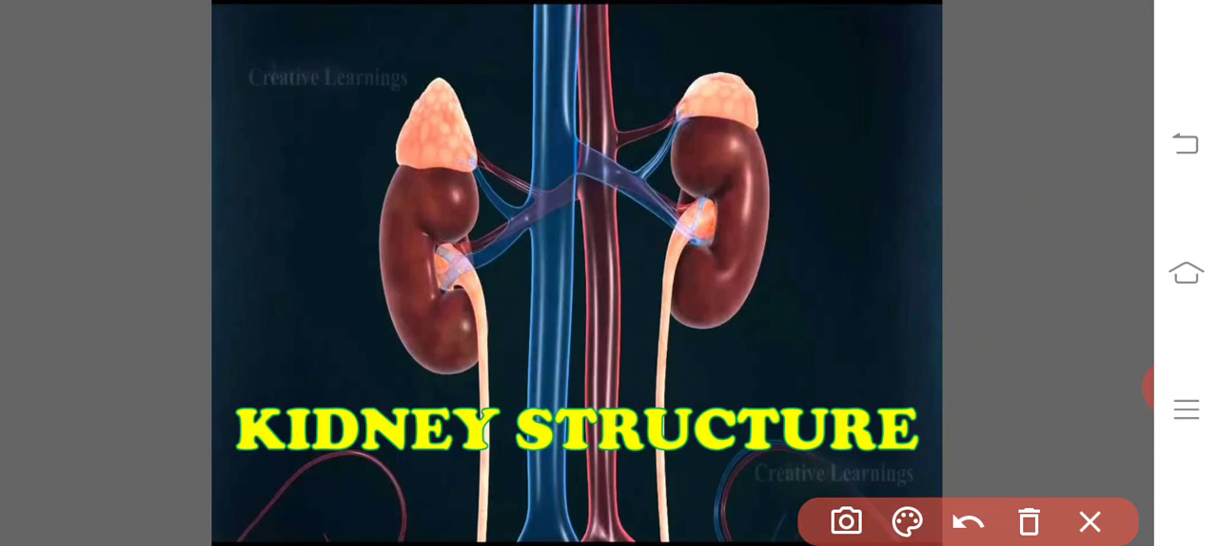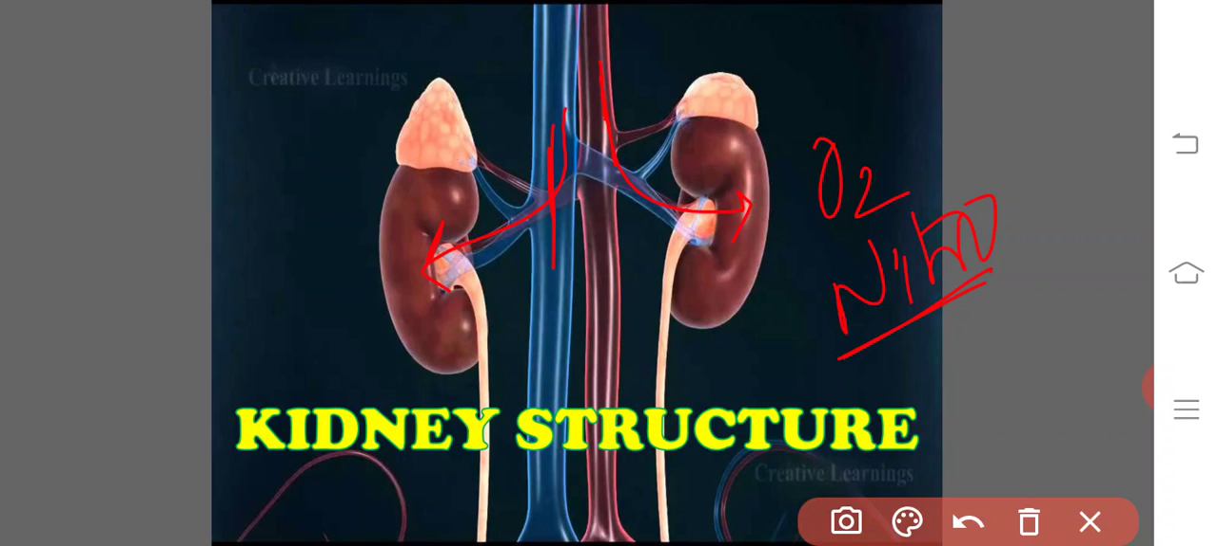At the same notch, we will see the entry of the red colored one, which is the artery, and the blue colored one, which is the vein. So here there is an entry of the renal artery into the kidney. Each kidney is supplied with a renal artery. It is formed from the dorsal aorta, a branch from the dorsal aorta, and it supplies oxygen and nitrogenous wastes to the kidney for filtration.